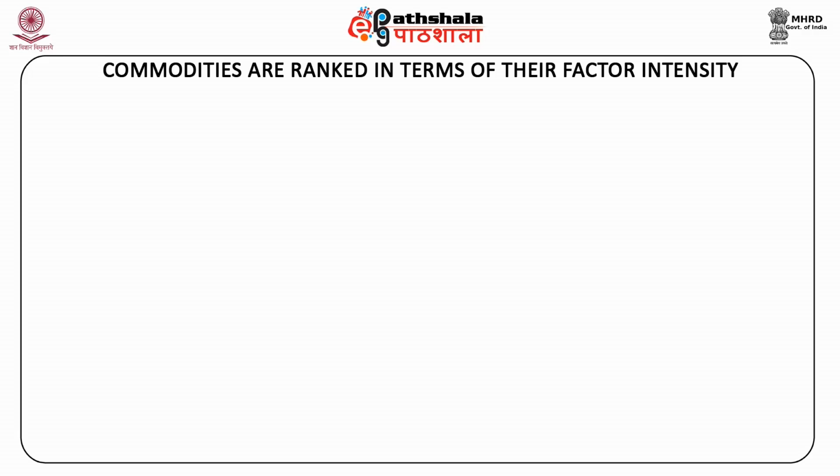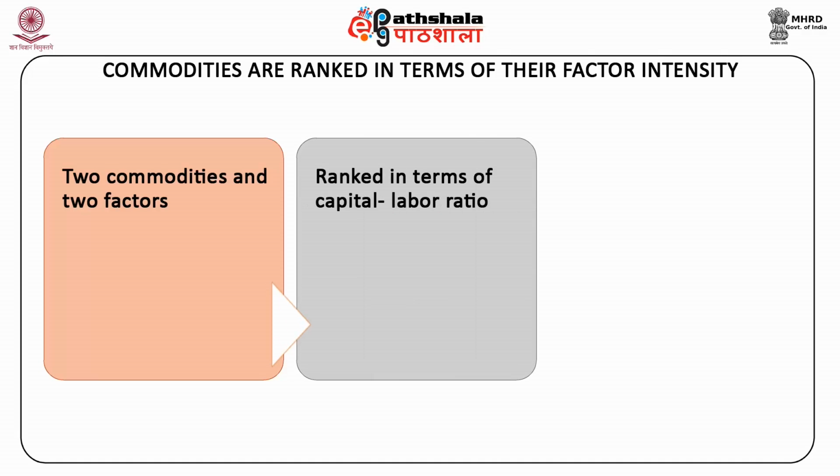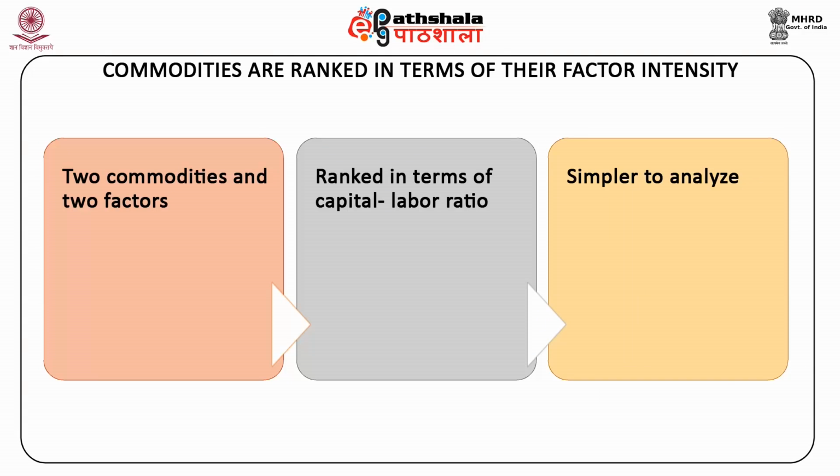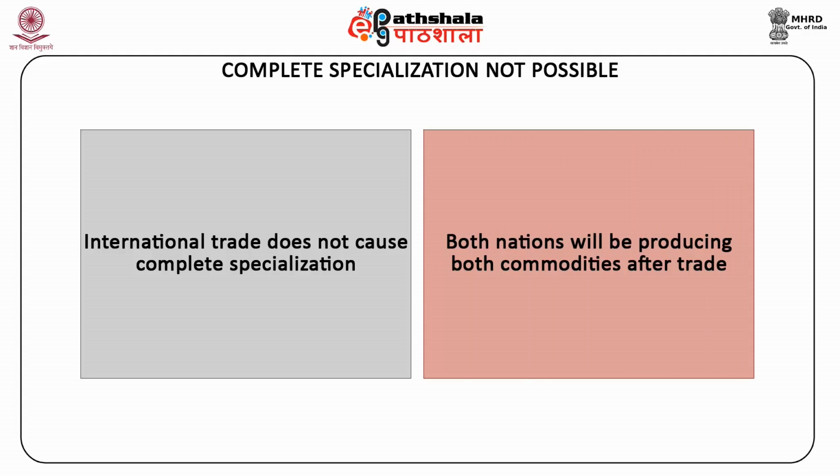If a nation has two commodities and two factors, then one commodity will require relatively more of one factor than the other commodity, and thus can be ranked in terms of capital labor ratio. This is being done to make the theorem simpler to analyze. The introduction of international trade does not cause complete specialization in the production of goods in either country. This means that both nations will be producing both commodities after trade.